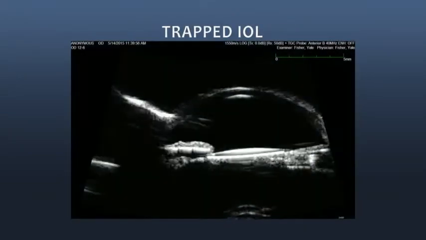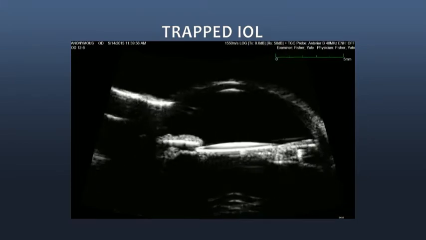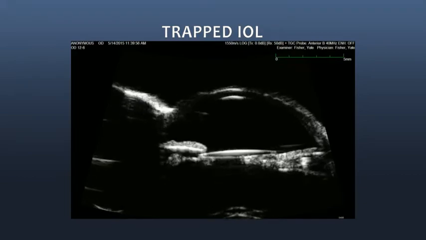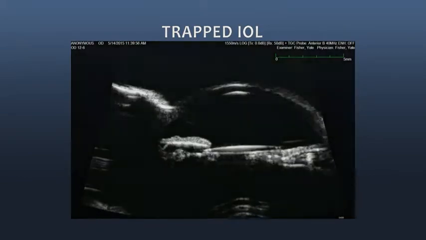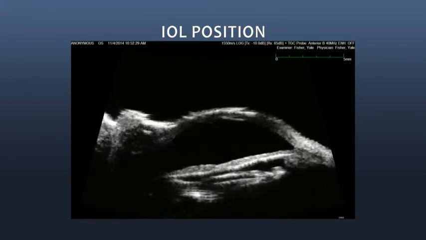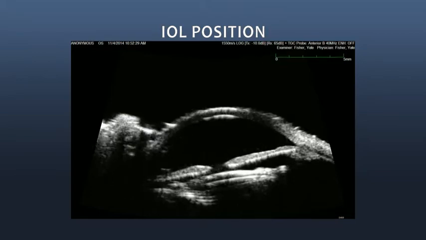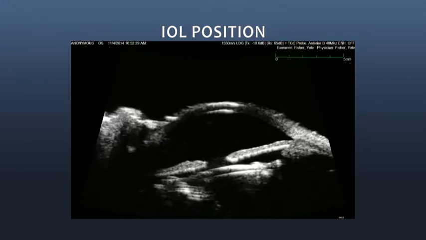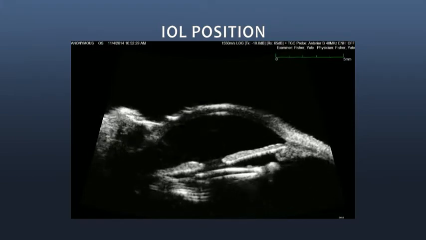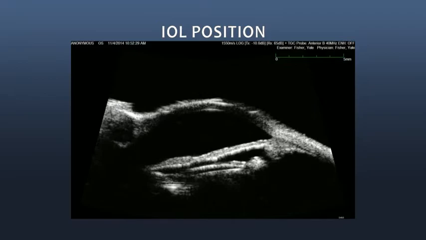A trapped IOL can easily be visualized in this patient, with a portion of the optic behind the iris to the left and above the iris to the right. IOL positions are easily delineated by this technique. Here in the center axial view, the pupil can be seen, some iridodonesis, and the lens moving slightly as the patient's saccadic movements demonstrate movement of the implant as well.